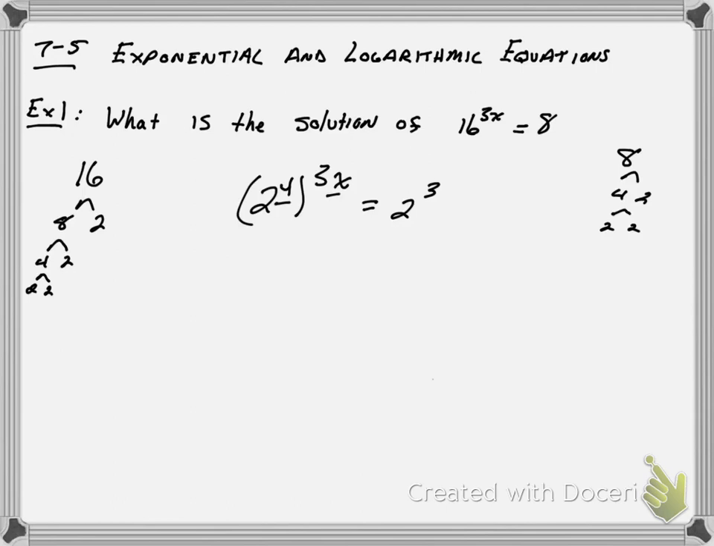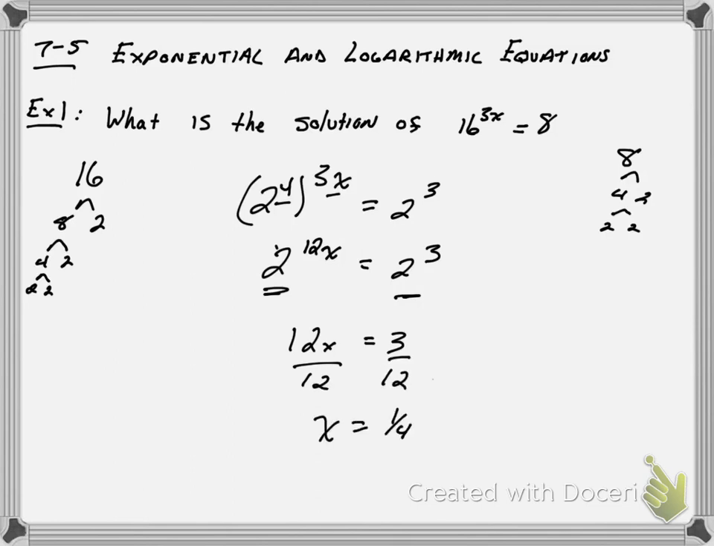Okay, so let's go ahead from here. Power to power, we multiply. So 2 to the 12x equals 2 cubed. Same base, we're good. It's 12x equals 3, divided by 12. X equals 1/4.